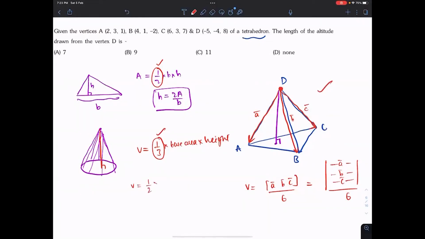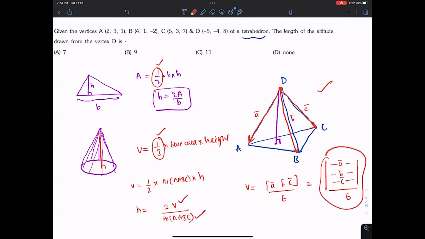Half into base area. Okay, so area of triangle ABC into height. So if you need height, the answer is 2 times volume by area of triangle ABC. Okay, you know how to find volume? Yes or not? This is the formula. Then area of the base triangle.